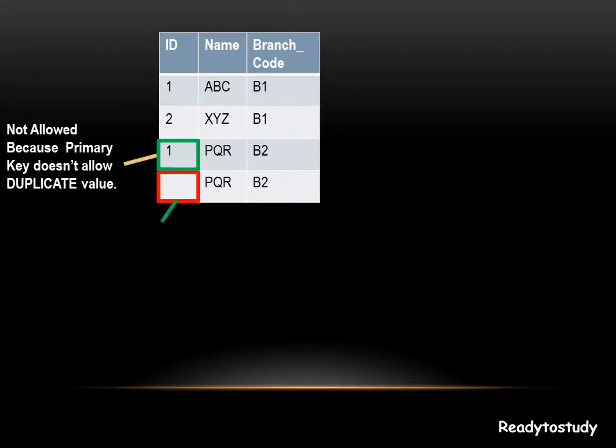Second rule: if there is anything empty, what does it mean? Null value. Okay, so primary key doesn't allow it, because a primary key doesn't allow a null value. Null value means it's not a zero, it's empty. If you don't enter anything, that means null.